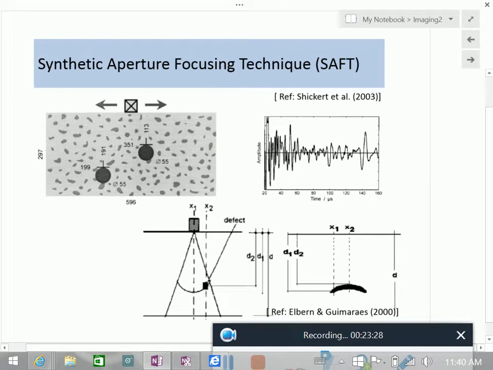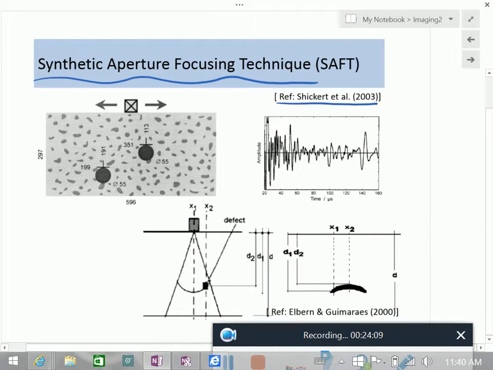Okay. So here now we want to see why it's better to use an algorithm to image. The algorithm is called Synthetic Aperture Focusing Technique, SAFT. Please read this. I know you didn't read it before this class, but this is a mandatory reading. That means I can ask questions from it. It's a very easy read.